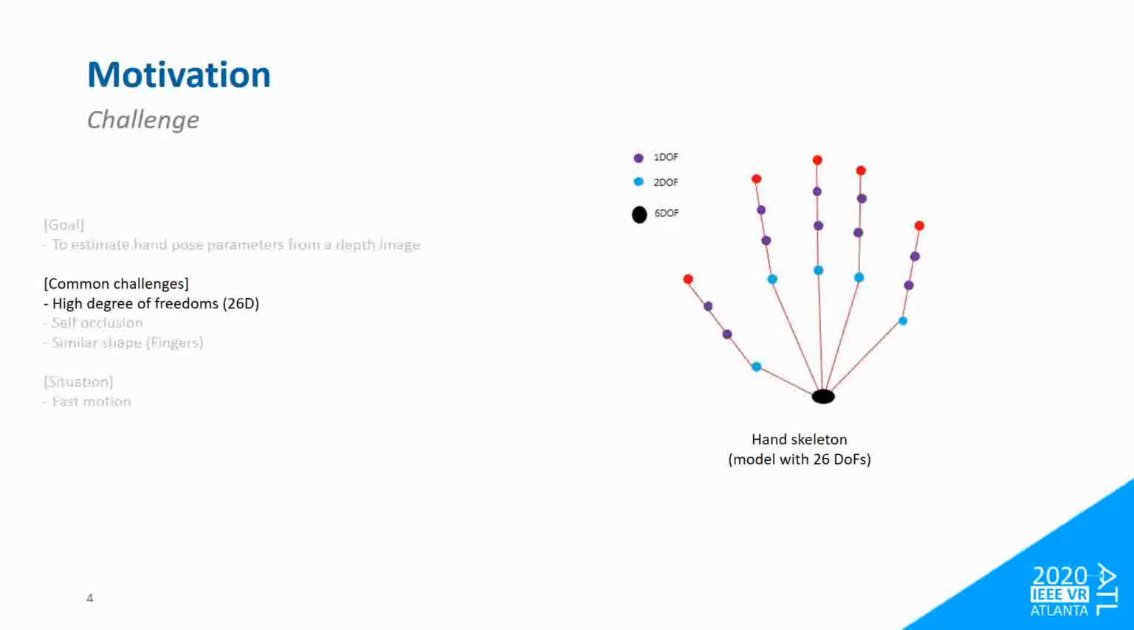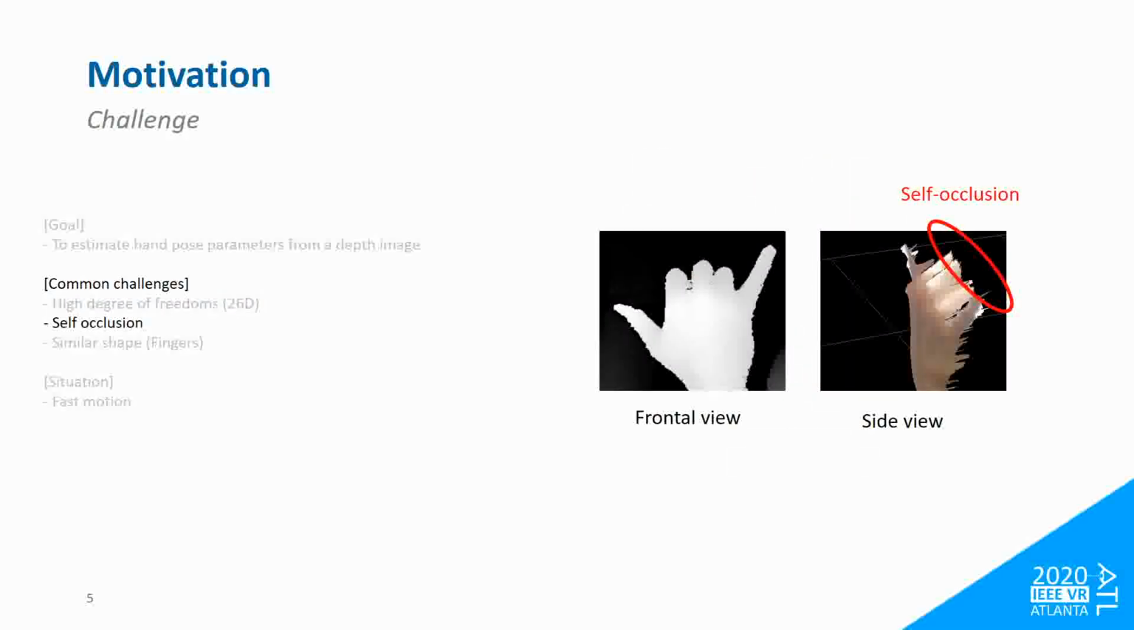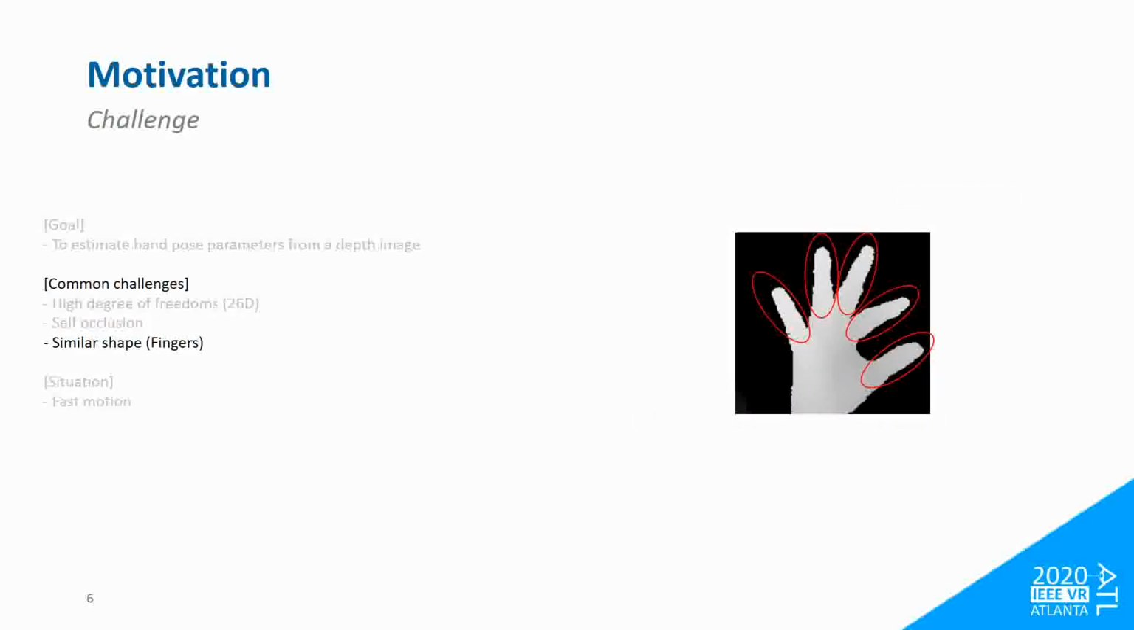There are some common challenges. The first one is high degrees of freedom. The hand model can be represented with 26 degrees of freedom, 6 for the palm and 4 for each finger. So we should estimate hand pose parameters in high dimension. The second one is self-occlusion. Because the hand is a highly articulated object, there are many cases of self-occlusion. When you see the side view of the captured depth image, some joints aren't observed. Another challenge is similar shape. Each finger has similar shape, length and thickness, so there is no feature to distinguish each finger.